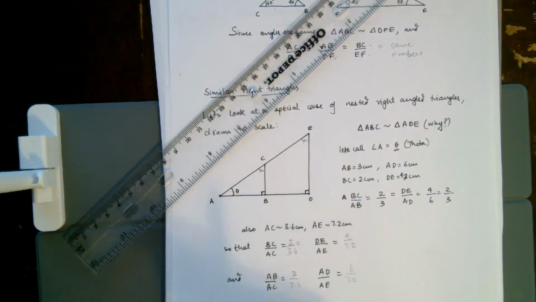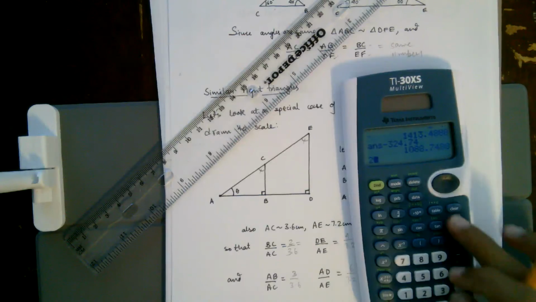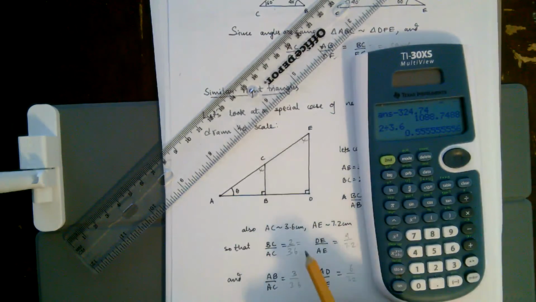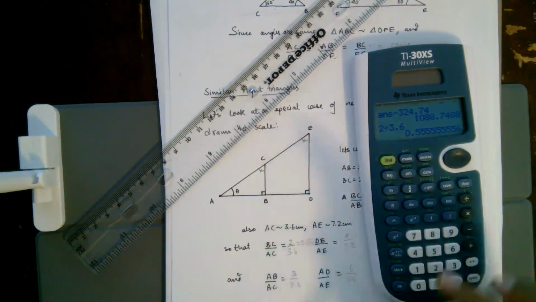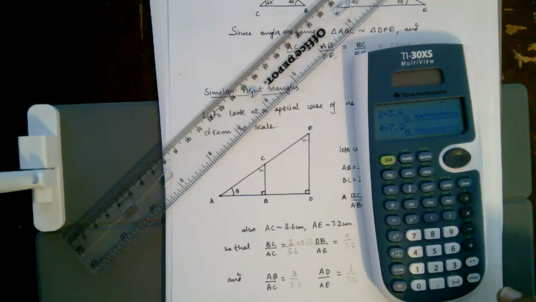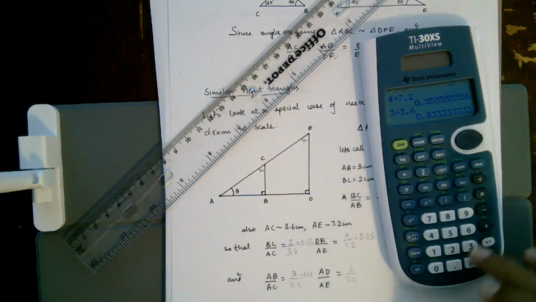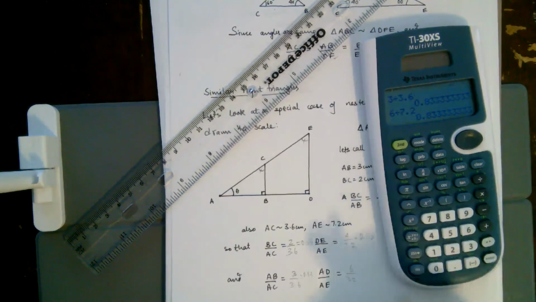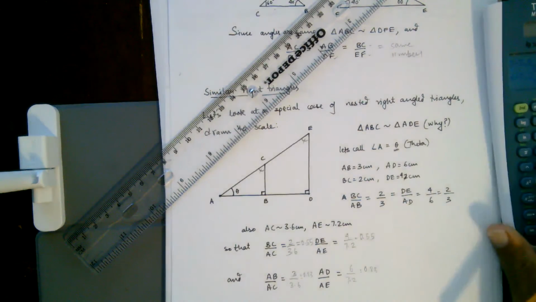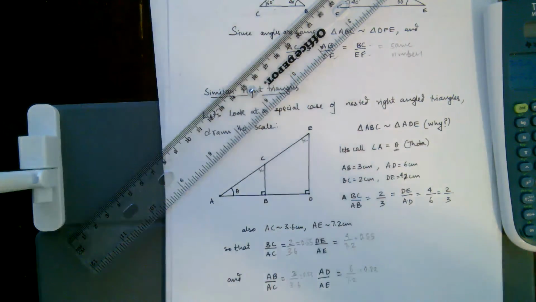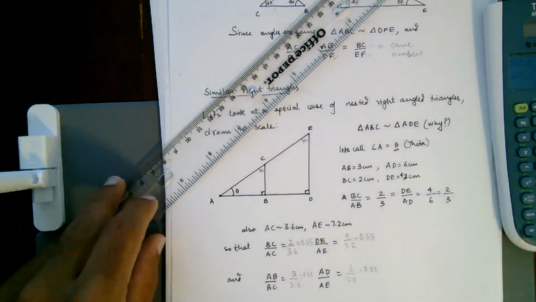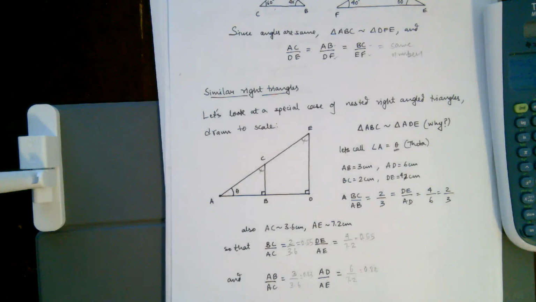2 divided by 3.6 comes out to 0.55. 4 divided by 7.2 also comes out to 0.55. 3 divided by 3.6 comes out to 0.83. And 6 divided by 7.2 comes out to 0.83. Again, nothing surprising as yet because these triangles are similar, which means we expect the sides to be in the same ratio.